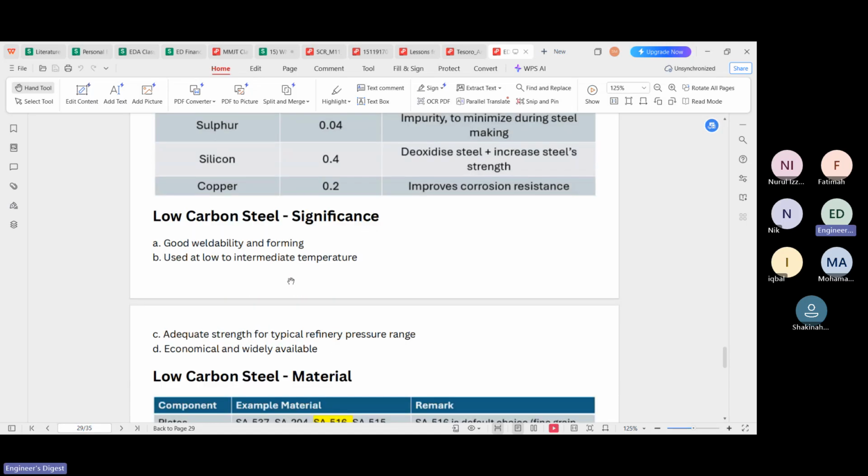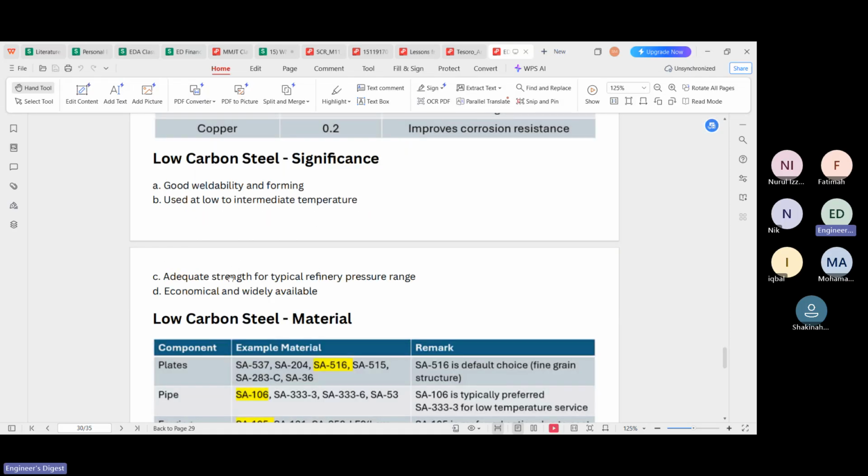So why do we use carbon steel? It has good weldability because the carbon content is kept low, 0.3%, and it is also easier to form. It can be used at low to intermediate temperature. Later I will show the graph. Low means more than minus 40 degrees, not less than that. It has adequate strength for typical refinery pressure range. It is economical and widely used.